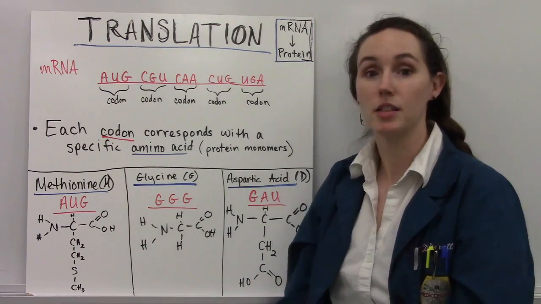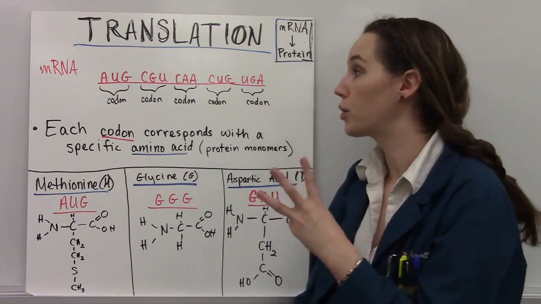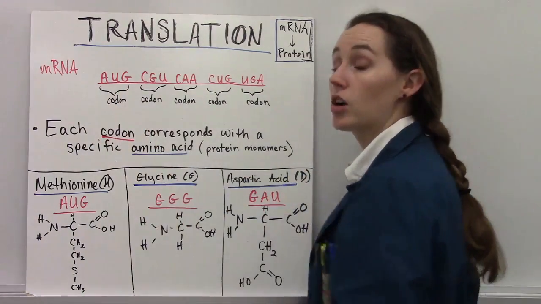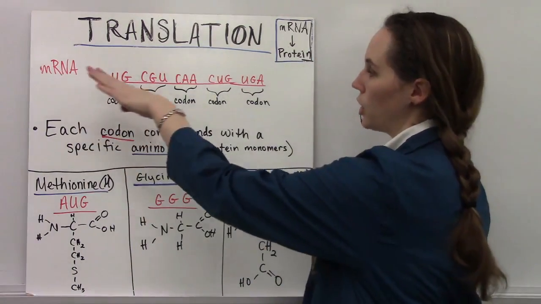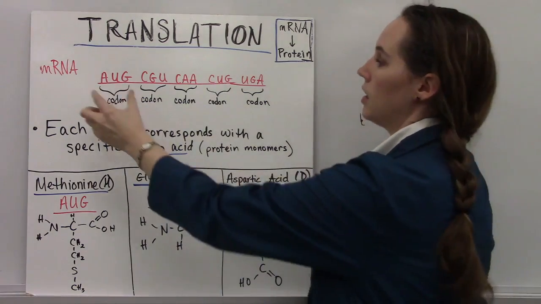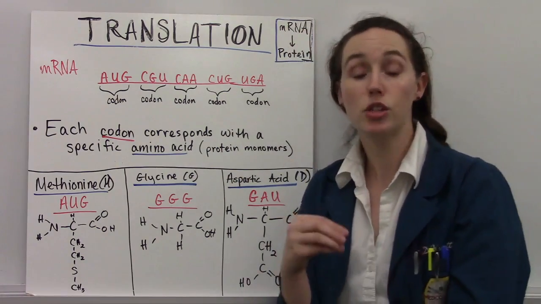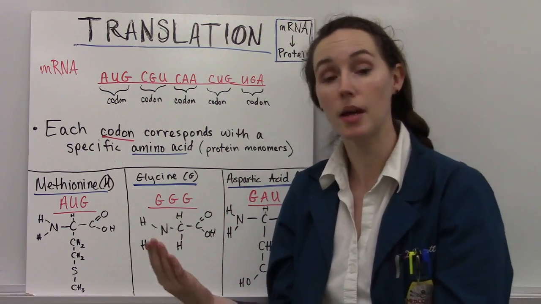First, we need to recognize that messenger RNA is broken up into sections of 3 RNA bases called codons. So of this 15 base long section, there are 1, 2, 3, 4, 5 codons. And each codon corresponds to a specific amino acid.